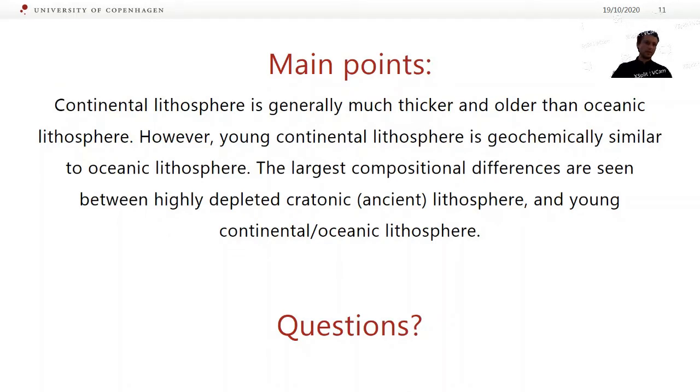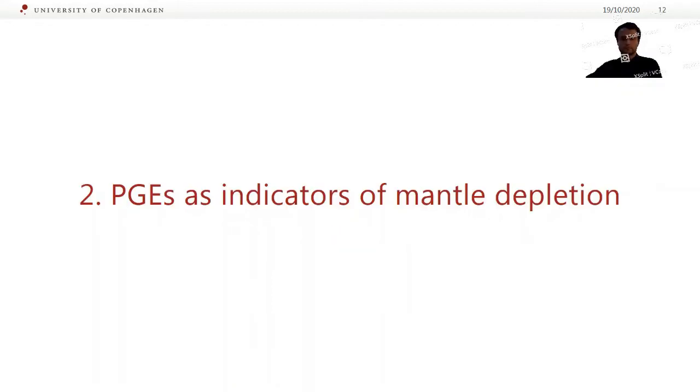All right. So the main points are that continental lithosphere is generally a lot thicker and older than oceanic lithosphere. However, the young stuff is pretty geochemically similar to oceanic lithosphere. The largest compositional differences are seen between highly depleted cratonic ancient lithosphere and young continental or oceanic lithosphere.